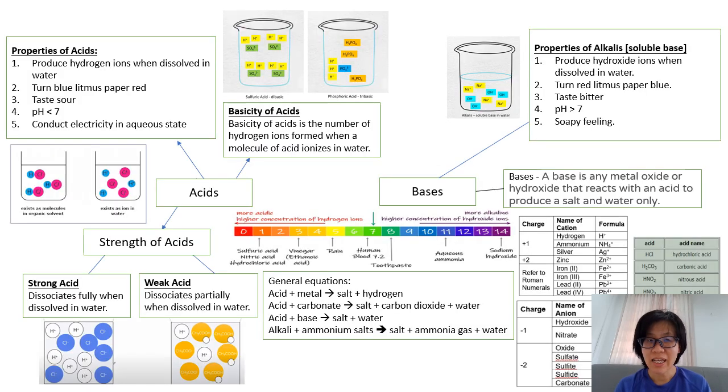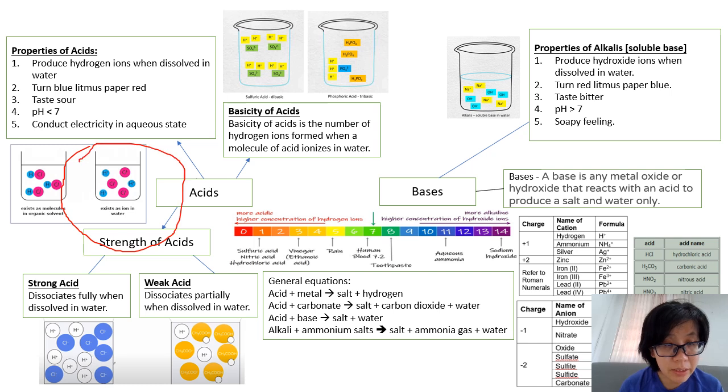What are acids? Acids produce hydrogen ions when dissolved in water. What does it mean by that? If you take a look here, we have hydrogen chloride acid. When hydrogen chloride acid is dissolved in water, you see that it will separate into hydrogen and chlorine ions. When they are able to do that, there are hydrogen ions present, then they are acids. However, if you dissolve them in other substances, they cannot separate.